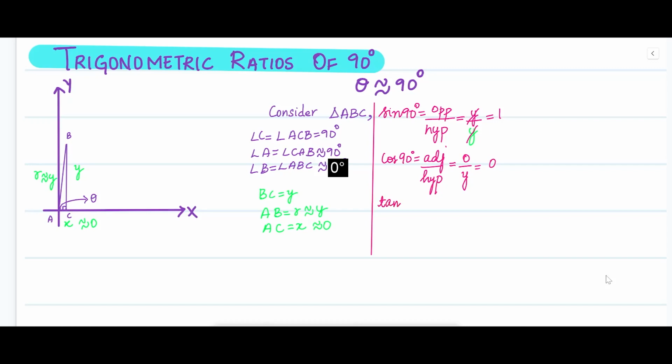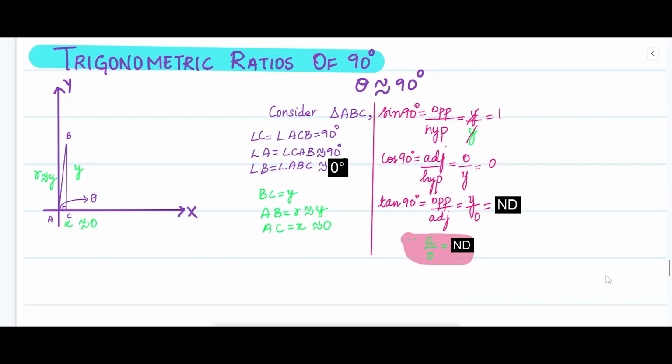Next is tangent 90 degrees. The definition of tangent is the opposite side of the triangle divided by the adjacent side of the triangle. The opposite side, as I previously told, is our side BC, which has the value y, because it is the side opposite to our angle theta, which is here. So now it will be y divided by the adjacent side. The adjacent side of the triangle is adjacent to our angle theta, which is AC, which has a value almost equal to 0. So it is y divided by 0. Anything divided by 0 is always not defined. For all, anything, say a, divided by 0 is always not defined.